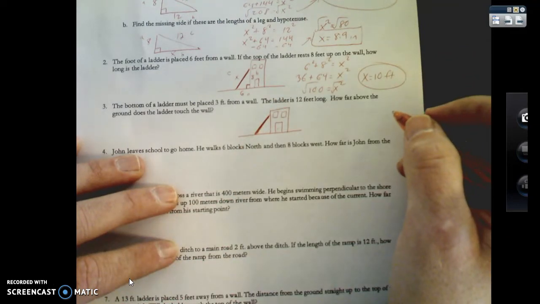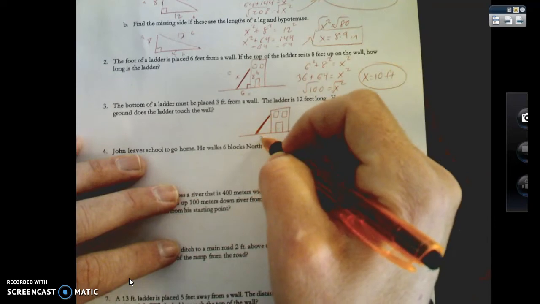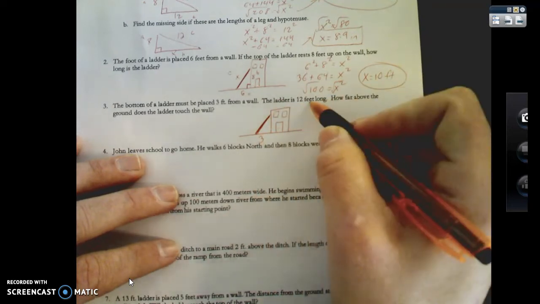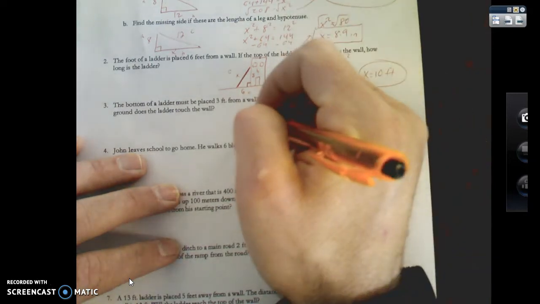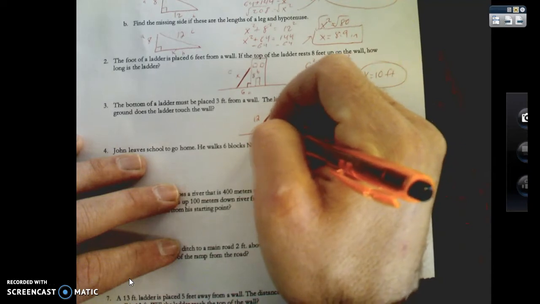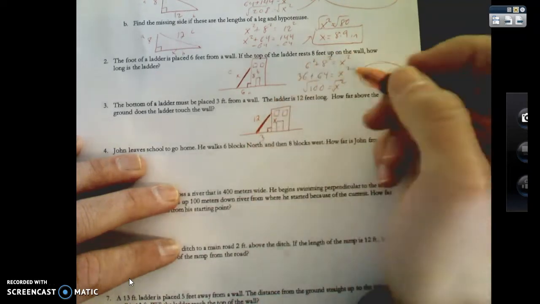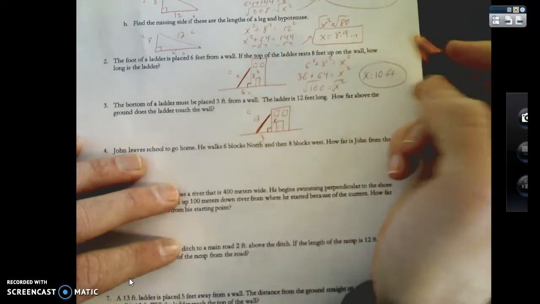Now look what they changed up here. We're paying attention to the details. The bottom of the ladder must be placed 3 feet from the wall. So the bottom of the ladder is 3 feet away. The ladder is 12 feet long. Oh, okay, that's different. Now, this is 12 feet. Here's my right angle. Here's my x. Well, what's your c in this problem? Again, it's always across my right angle. So there's my c. There's your a and your b.